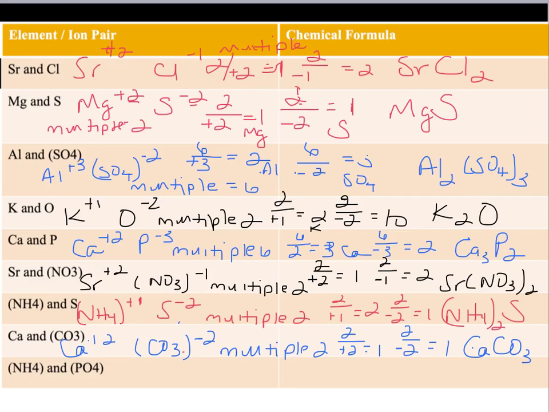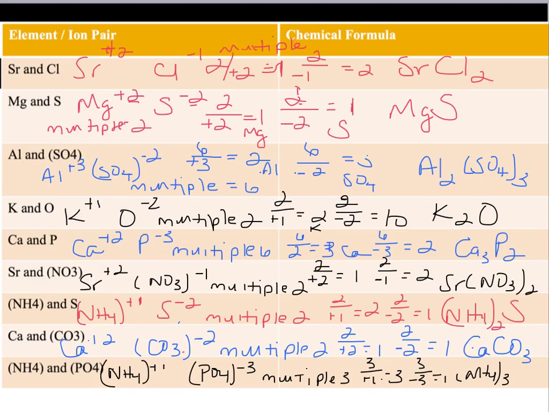All right, this last one. So here's why you have to remember the charges on the polyatomic ions. We have NH4 +1, PO4 -3. The multiple is 3. So 3 divided by +1 is 3. And 3 divided by -3 is 1. So this is written, and hopefully I have enough space here, (NH4)3PO4.